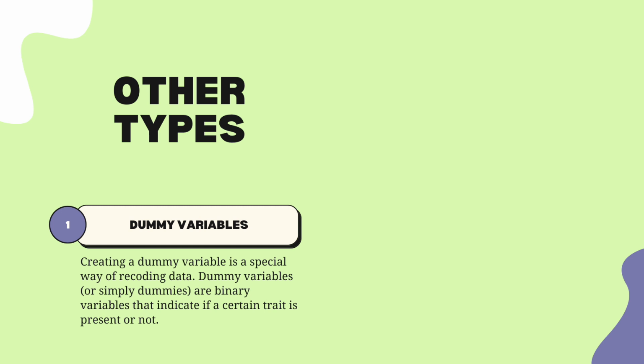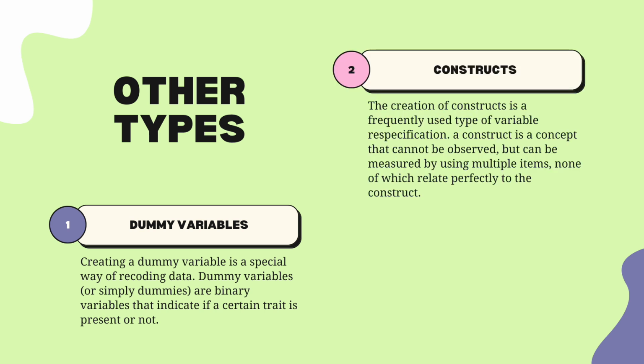There are other types of variable specification. The first one is dummy variables, or dummies. Creating a dummy variable is a special way of recoding data. Dummy variables, or simply dummies, are binary variables that indicate if a certain trait is present or not. We can use a dummy variable to indicate that advertising was used during a period. We can also use multiple dummies to capture categorical variables' effects.